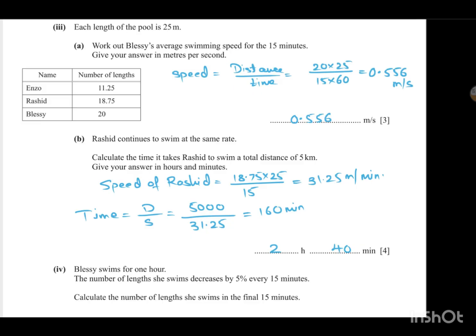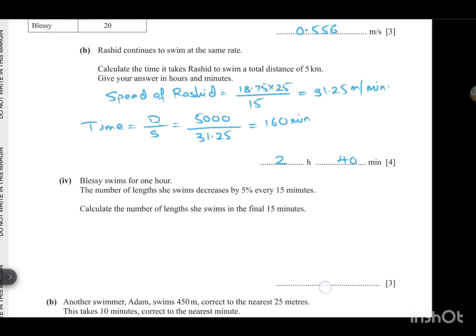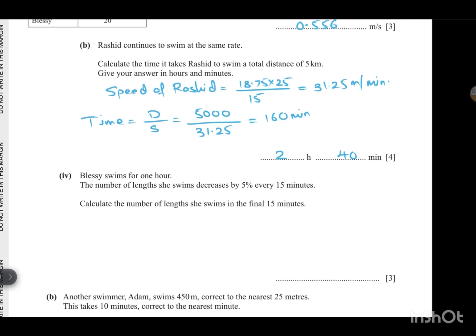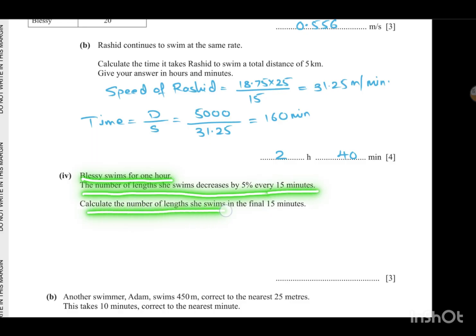Question 4 now. Blessy swims for 1 hour. The number of lengths she swims decreases by 5% every 15 minutes. Calculate the number of lengths she swims in the final 15 minutes.